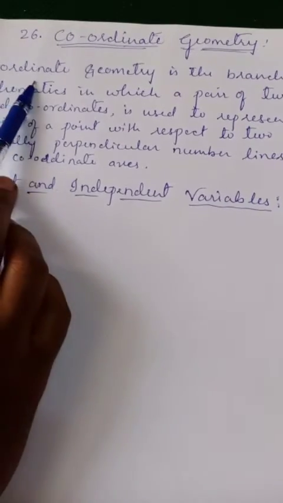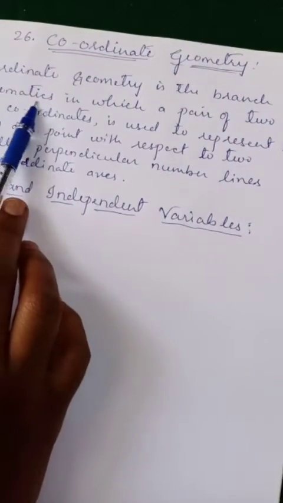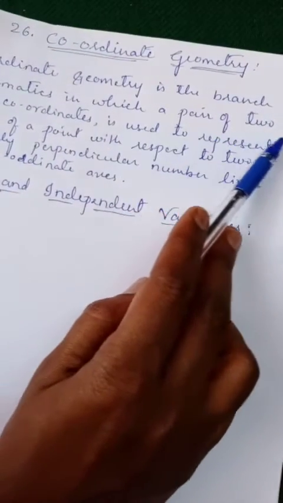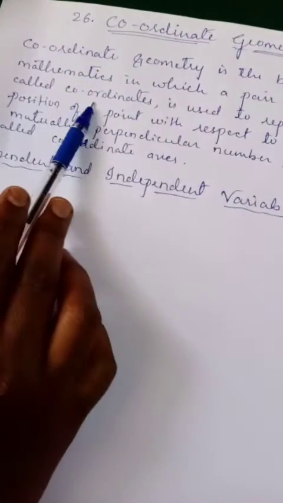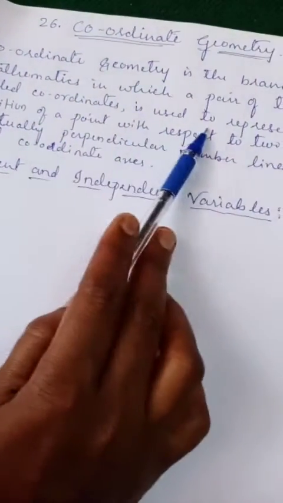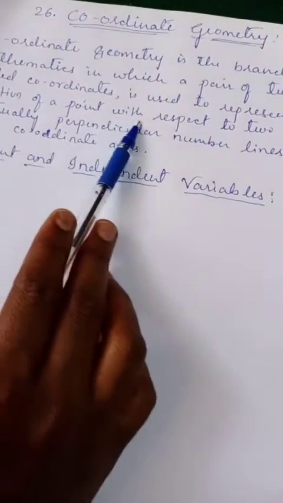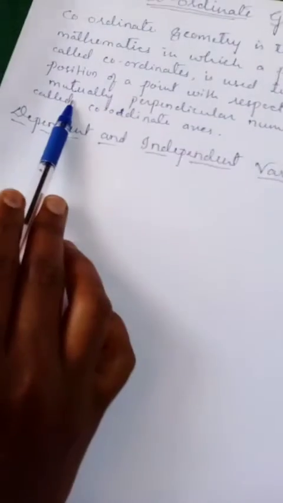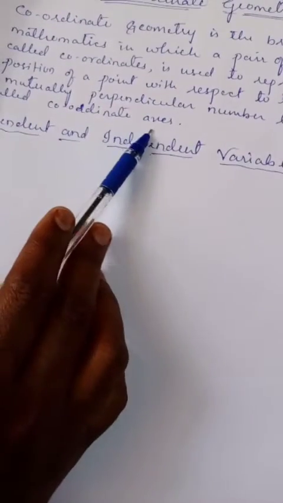So, coordinate geometry. Coordinate geometry is a branch of mathematics in which a pair of two numbers called coordinates is used to represent the position of a point with respect to two mutually perpendicular number lines called coordinate axes.